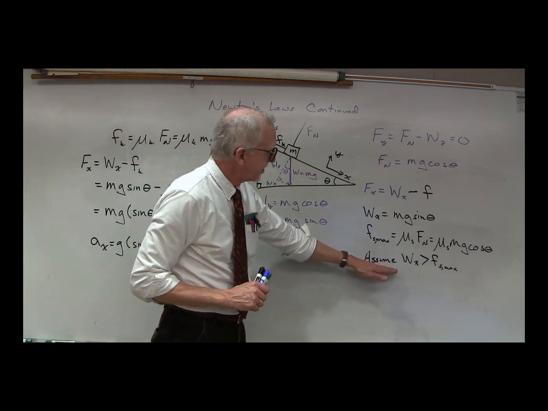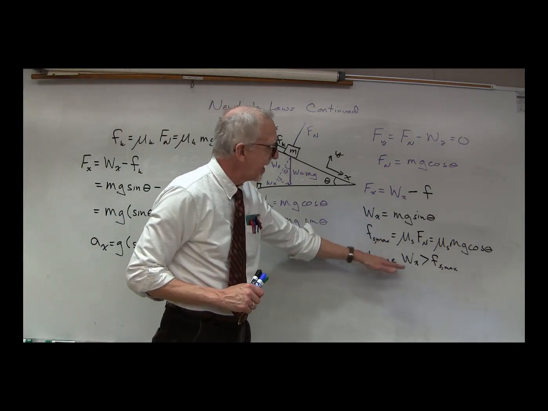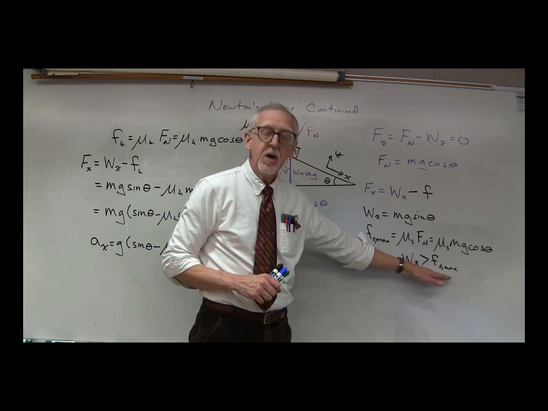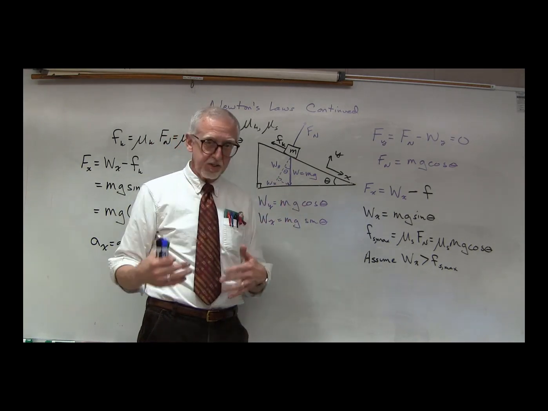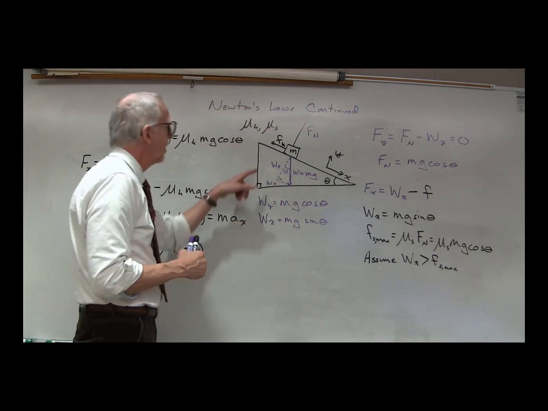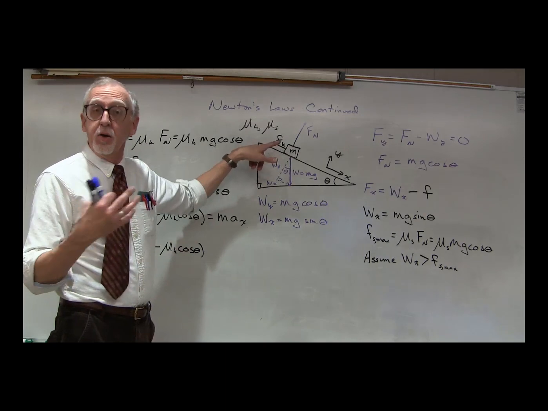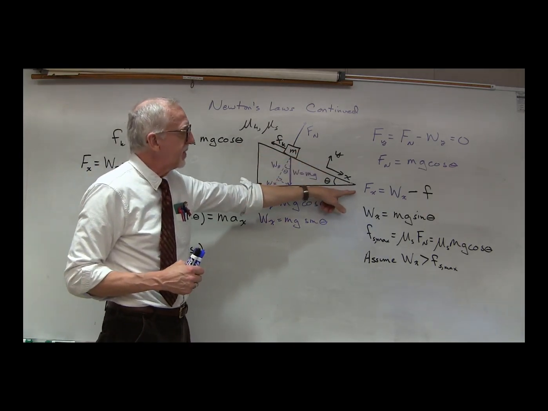If we assume, starting here, that W sub x is actually greater than Fs max, then there is not enough static friction to keep the object stationary. It's going to slide. What kind of friction do we have? We have kinetic friction. So, what is the net force in the x direction?